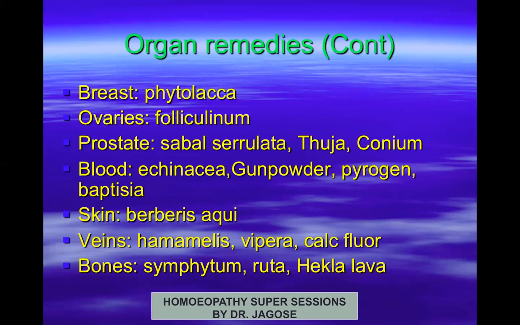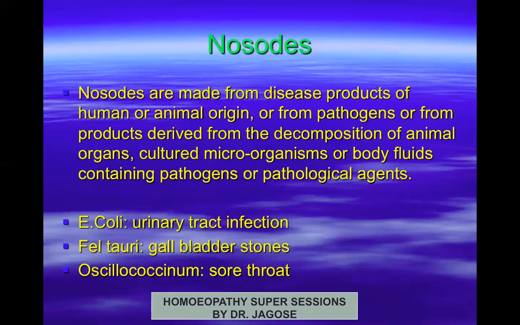For disorders of the veins, say varicose veins, Hamamelis, Vipera, Calcarea fluorica. Or for diseases affecting the bones, you can use Symphytum, Ruta, Hecla lava, and so on and so forth. Symphytum is generally used for fractures. It helps to unite the fracture fast. Ruta may be used for bone pains, and Hecla lava can be used for exostosis. Now, nosodes.